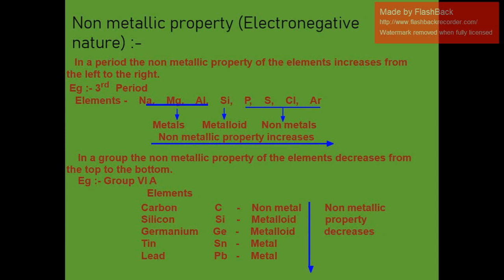On moving down a group, the non-metallic character or electronegative character decreases, because as we move down the group, the force of attraction between the valence electron and the nucleus decreases. As a result, the attraction of the nucleus for the incoming electron decreases. Therefore, the tendency of the element to accept electron to form electronegative ion decreases, and hence the non-metallic or electronegative character decreases as we move down the group.